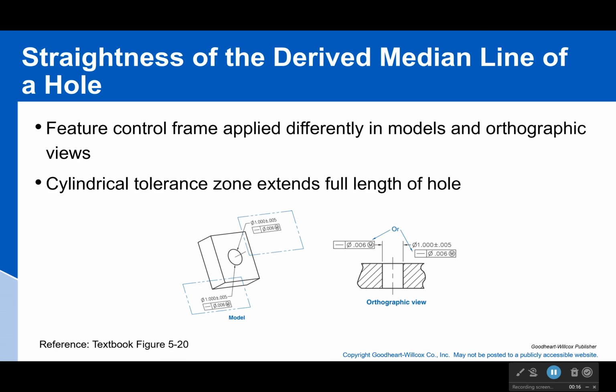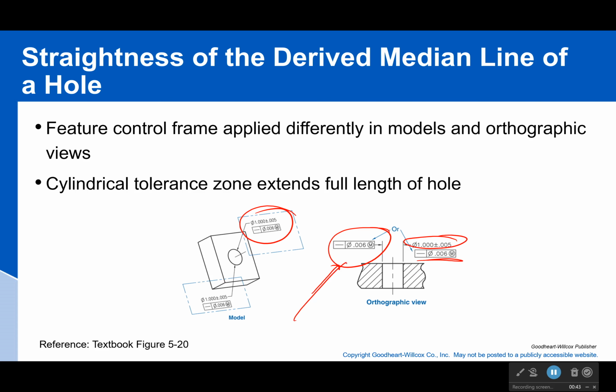Now it's different how you apply this depending on if you're in a model or in an orthographic view. In an orthographic view, you get this extra ability where you can have your dimension over here, and I have my tolerance on the other side, just kind of sandwiching it. However, for models, you only have one method, which you also see in an orthographic view, which is you have your diameter dimension, and then underneath that directly, you will have your straightness tolerance.